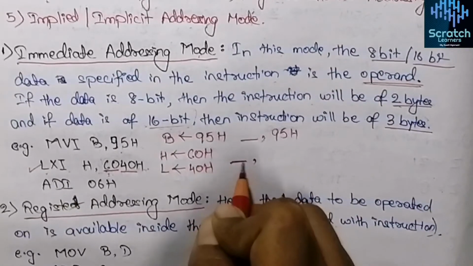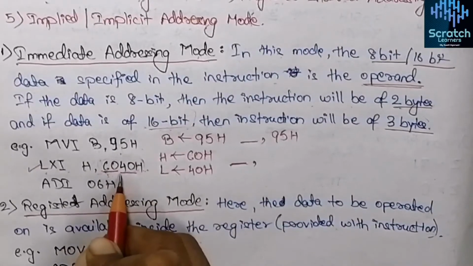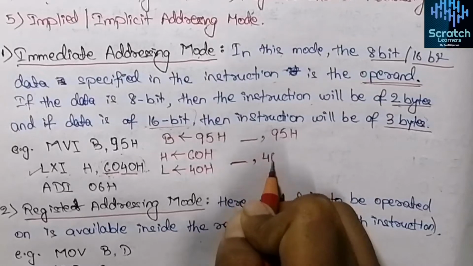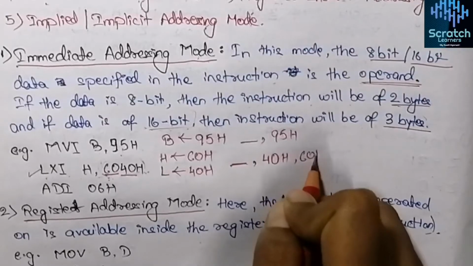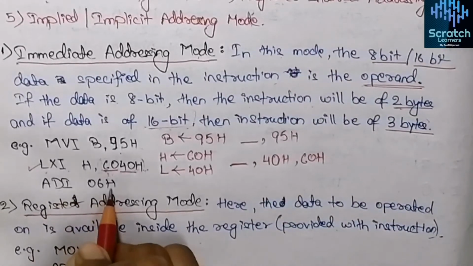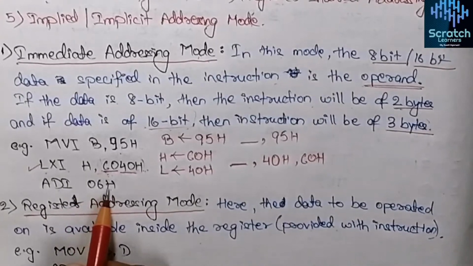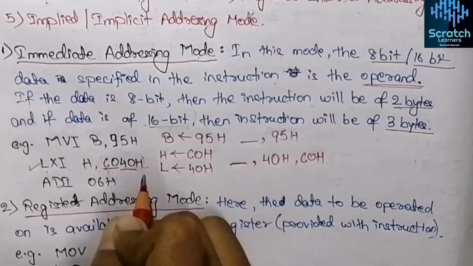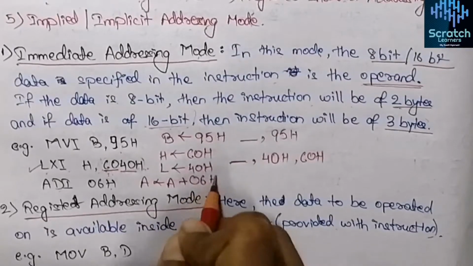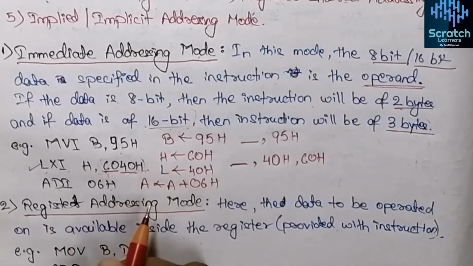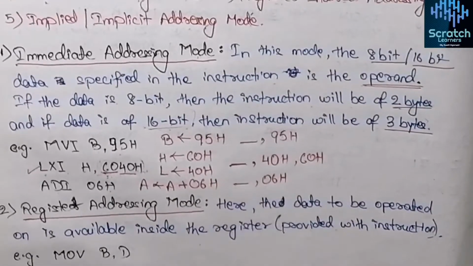The first one will be the opcode of LXI, then the second and third bytes will be this data. We always write the LSB first. So the second byte will be occupied by 40 hex and the third byte will be occupied by C0 hex. Now the next one is the ADI instruction, ADI 06 hex. This will add the data 06 hex immediately to the content of the accumulator. Whatever the content of the accumulator is, it will be added with the data 06 hex. And this is also a 2-byte instruction. The first byte will be the opcode and the second will be the data 06 hex.